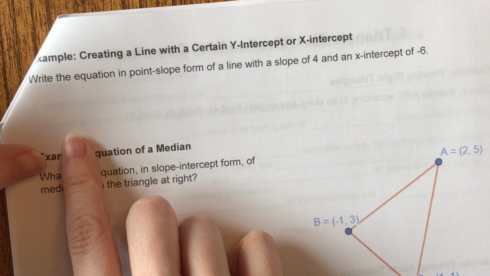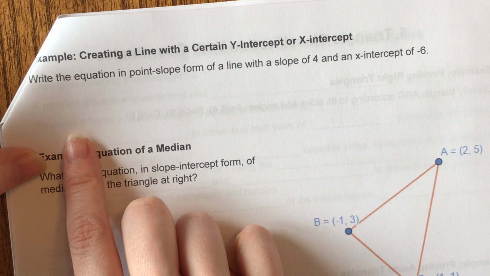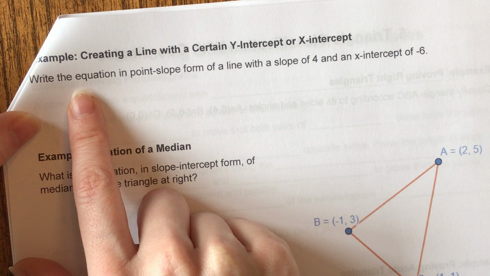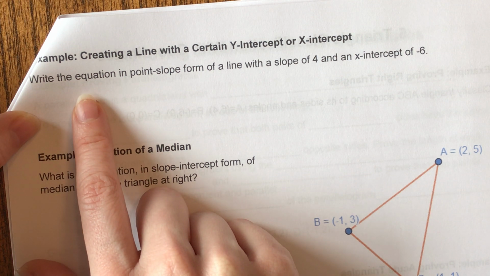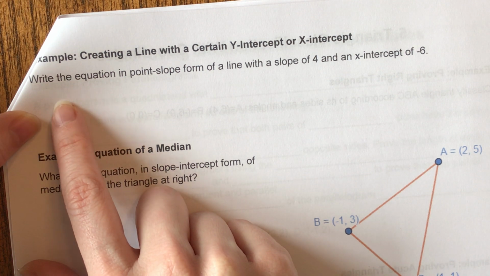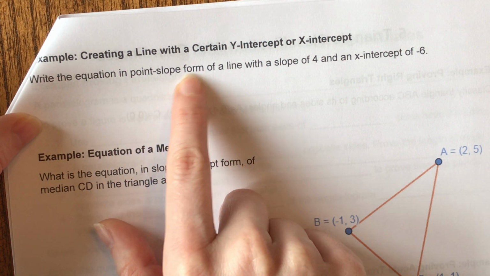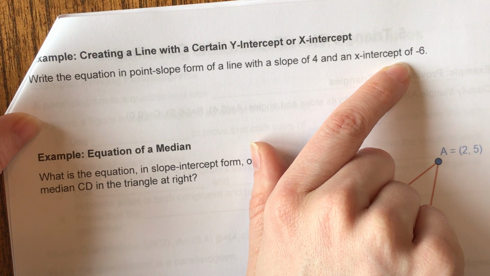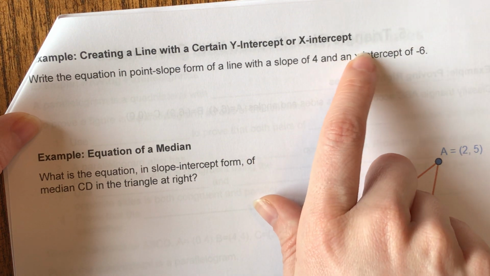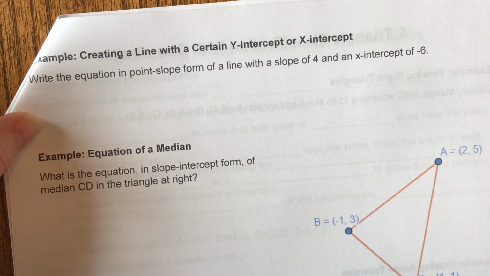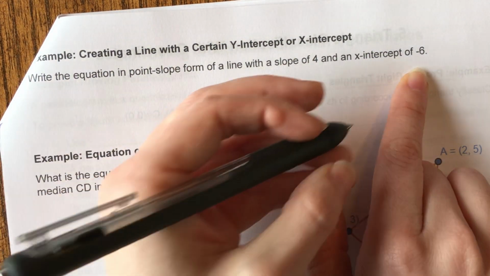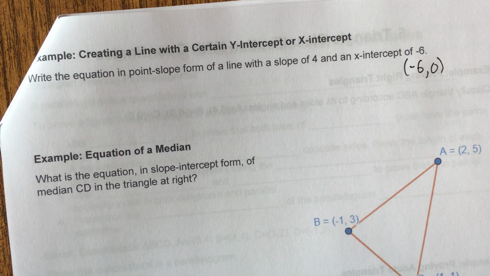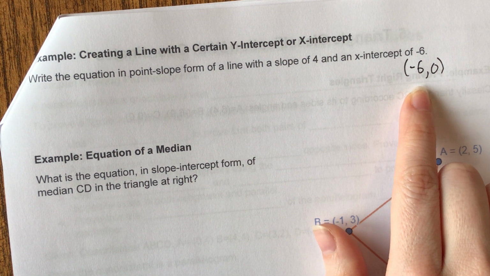So we're going to create a line with a certain y-intercept or x-intercept. This one's pretty simple still, but I wanted you to see it because it might be something that doesn't come naturally to you if you don't see it done. So write the equation in point slope form of a line with a slope of 4 and an x-intercept of -6. And the key here is to remember that x-intercepts and y-intercepts are coordinate points. The x-intercept of -6 represents the coordinate point -6, 0. Because if you make a dot at -6 on the xy axis, you're making that coordinate point.